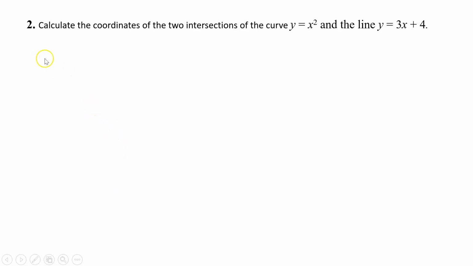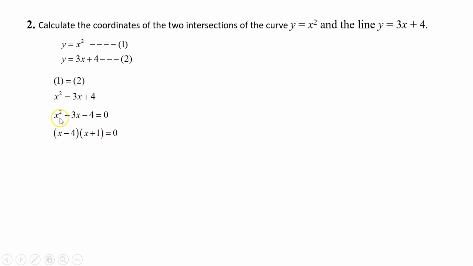Question 2. Calculate the coordinates of the two intersections of the curve y equals x squared and the line y is equal to 3x plus 4. These are simultaneous equations, but they both y equal. So I can put them equal to each other. So x squared is equal to 3x plus 4. Collect terms, put them in order. So x squared minus 3x minus 4 is equal to 0.